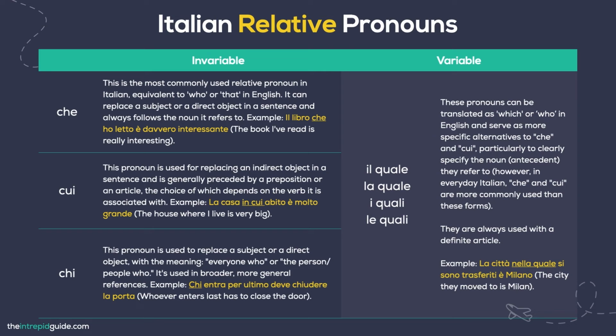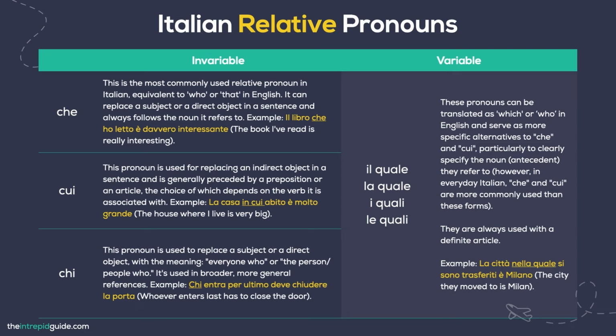Cui. This pronoun is used for replacing an indirect object in a sentence and is generally preceded by a preposition or an article, the choice of which depends on the verb it is associated with. Take a look at this example. La casa in cui abito è molto grande. The house where I live is very big.